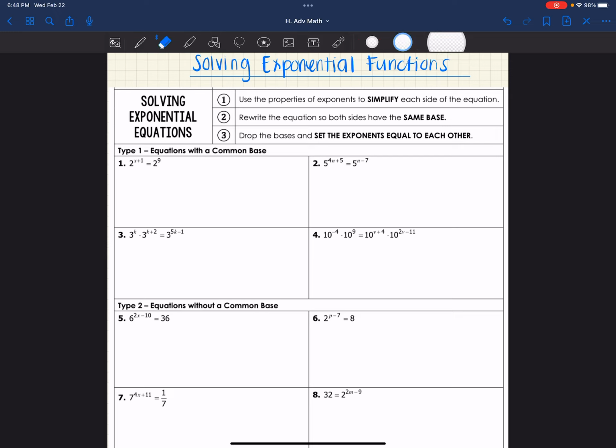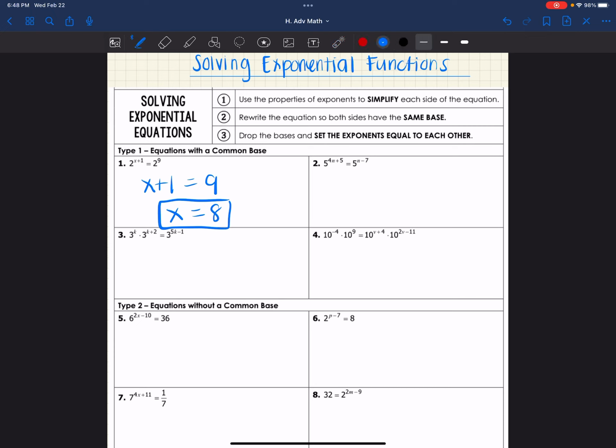So all you have to do is just drop the bases and set the exponents equal to each other. So we just set x plus 1 is equal to 9. You solve this. The value for x is 8. And that's it. And you can always check your answer. You can substitute in 8 for x right there. So that would be 8 plus 1. Does 2 to the 9th equal 2 to the 9th? Well, it indeed does. So you know that that solution works.